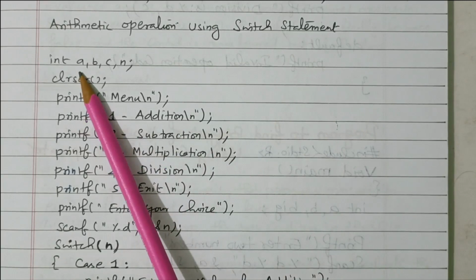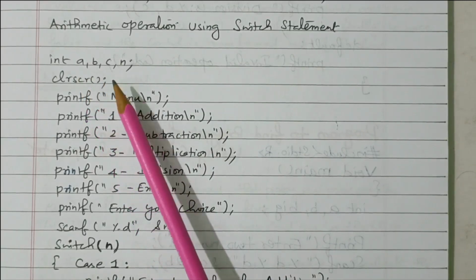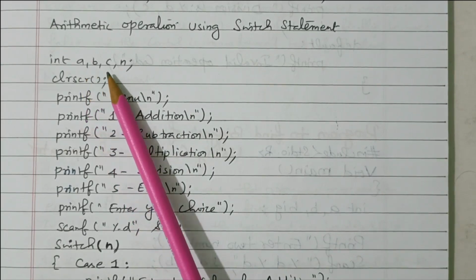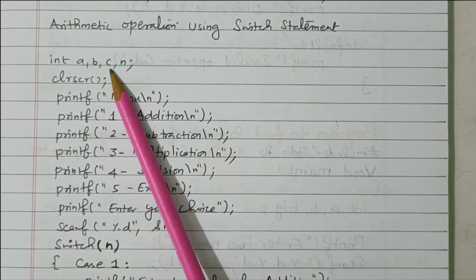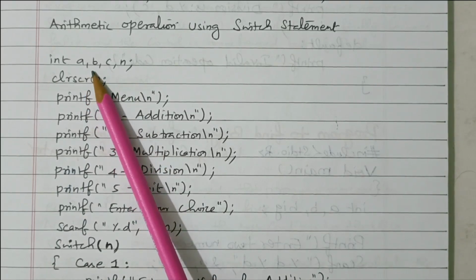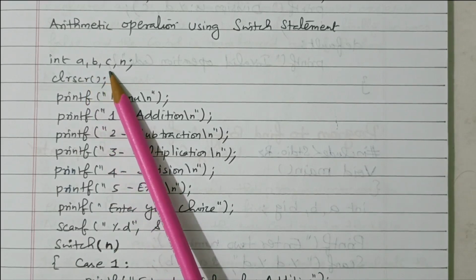Right. We will see that A, B, C and N. There are four variables available. A and B are the given numbers. C is the answer, either multiplication, addition, subtraction or division. The answer will be stored in the variable C. A and B are the given two numbers, and the answer of the arithmetic operation on those numbers is stored in C.